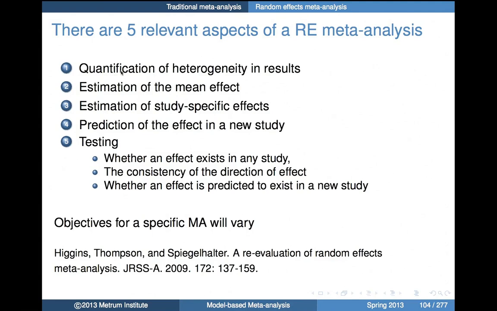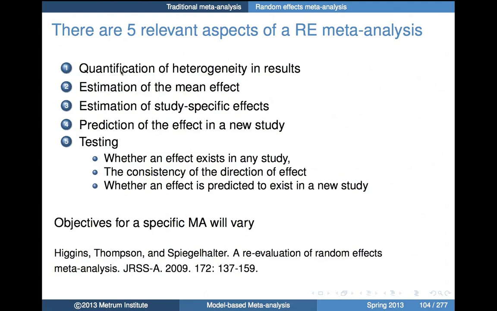Higgins, Thompson, and Spiegelhalter have categorized these into 5 different relevant aspects of random effects modeling. The first is a quantification of the heterogeneity in the results. That is to say, how much between study variability is there in those results. So they're saying the most important thing is tau squared or I squared. The second thing is the estimation of the mean effect. So that's theta in the model that we were just looking at.